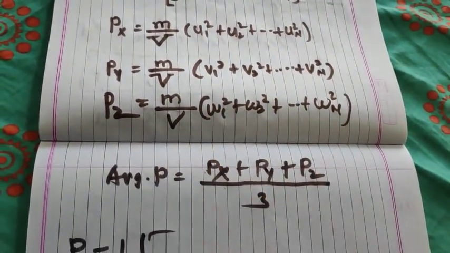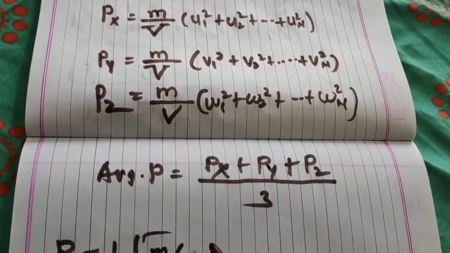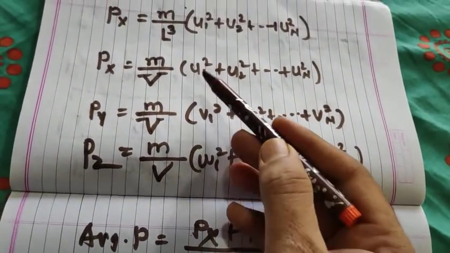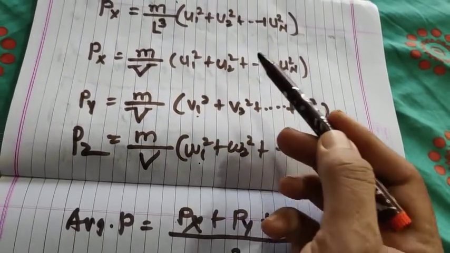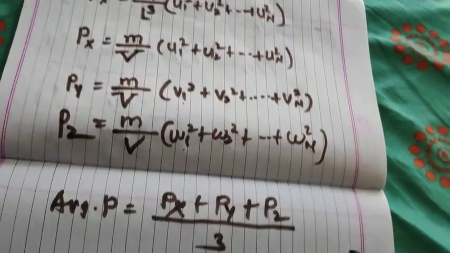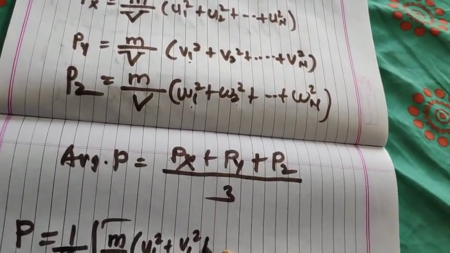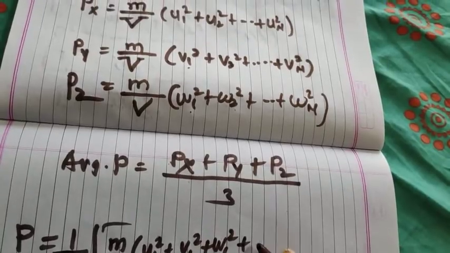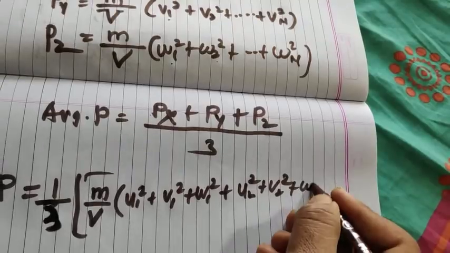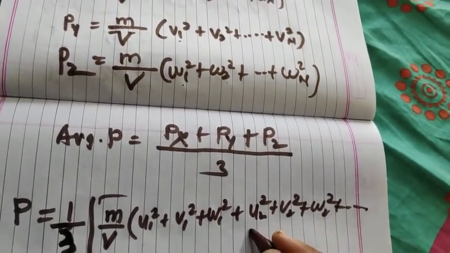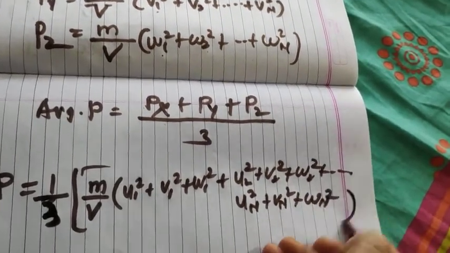Can we have something common? Yes, we can have m upon capital V common, and into the bracket we can add them. Now this addition u1 square plus u2 square plus dot dot dot can be written as u1 square plus v1 square plus omega1 square, plus u2 square plus v2 square plus omega2 square, and so on up to un square plus vn square plus omega n square.